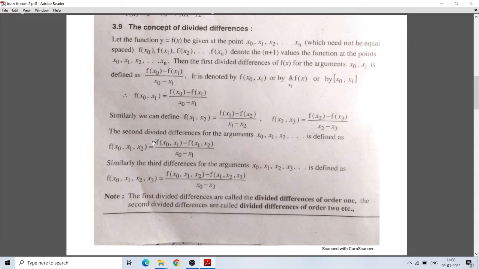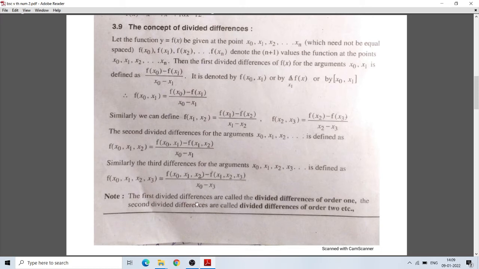Then the second divided difference of the arguments x0, x1, x2 is defined like this: f of x0, x1, x2, three values here. That is f of x0 comma x1 minus f of x1 x2 divided by x0 minus x2. Similarly, not only do we have second divided differences, we go up to n divided differences. Similarly, the third divided difference like this: x0, x1, x2, x3 and so on, f of x0, x1, x2, x3 is f of x0, x1, x2 minus f of x1, x2, x3 divided by x0 minus x3.